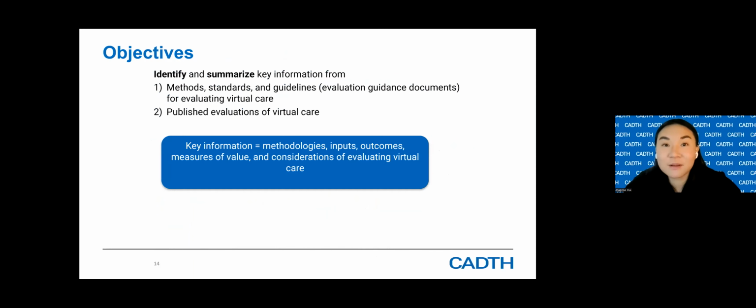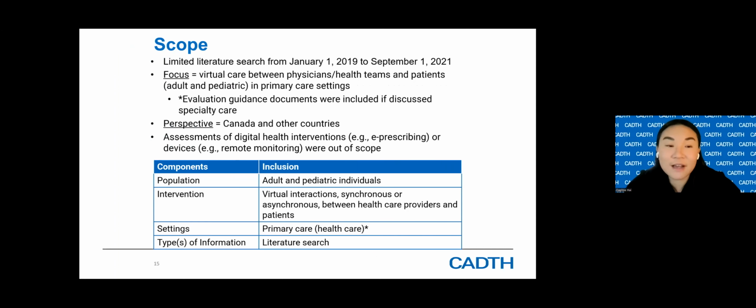Okay, next slide, please. So the main objectives of the scan were to identify and summarize key information from methods, standards, and guidelines, which we'll now refer to as evaluation guidance documents for evaluating virtual care, and also published evaluations of virtual care. So the key information consisted of methodologies, inputs, outcomes, measures of value, and considerations of evaluating virtual care. Okay, next slide, thanks.